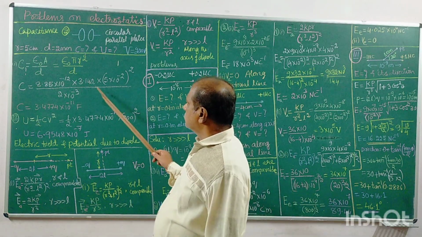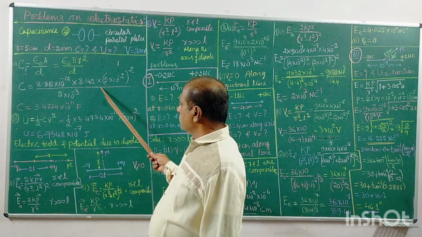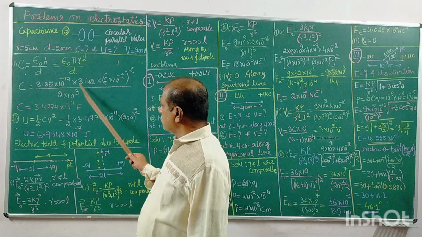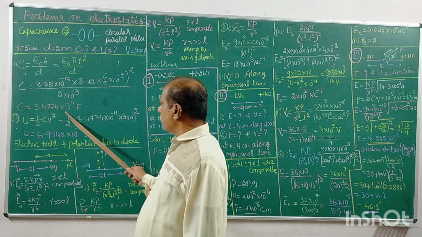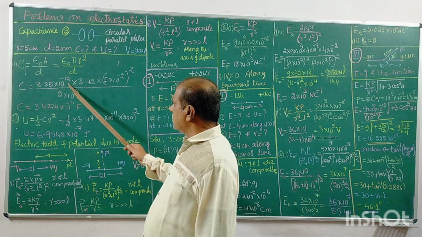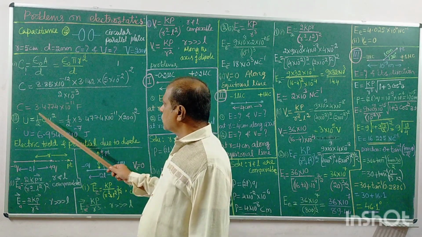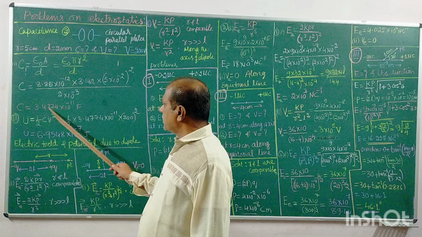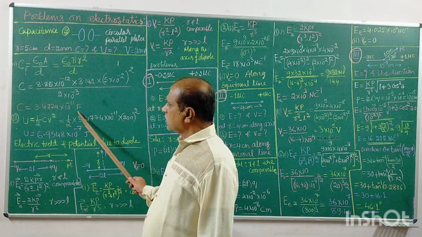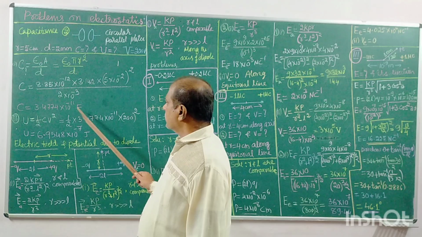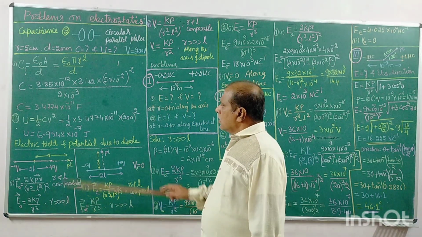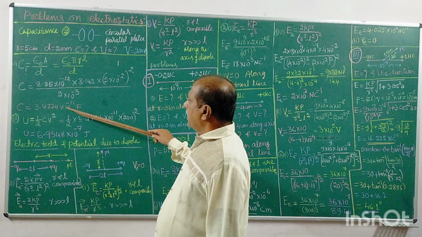Simplify this mathematical equation, then you get this equation. Finally, we get this value. Just simplify all these exponentials of 10, multiplying and dividing. So we get 3.4774 into 10 to the power of minus 11 farad capacitance. The unit of capacitance is farad, F. So this value we have calculated.